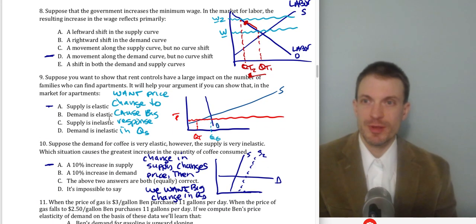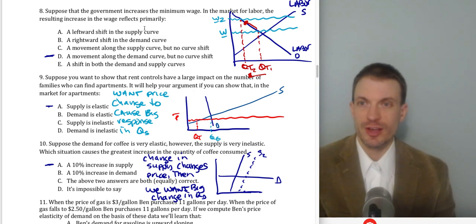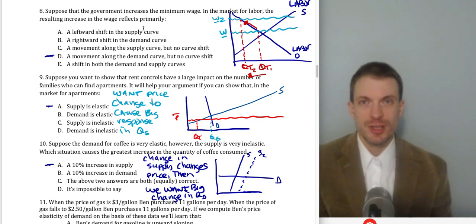All right, suppose the government increases the minimum wage. In the market for labor, the resulting increase in wage reflects primarily, well, remember, the wage is just the price of labor. So here we have a change in price. If you have a change in price, you can only have a change in quantity. You can't have a shift.